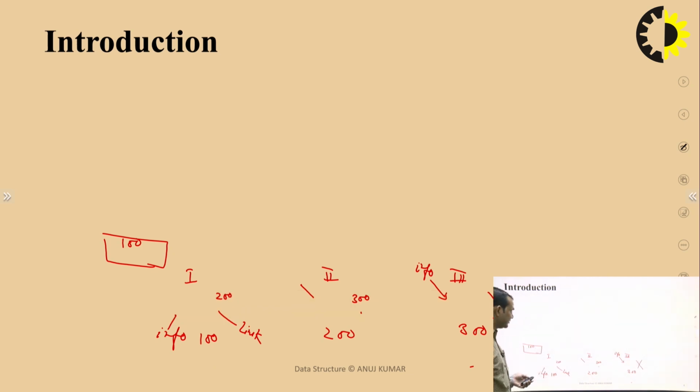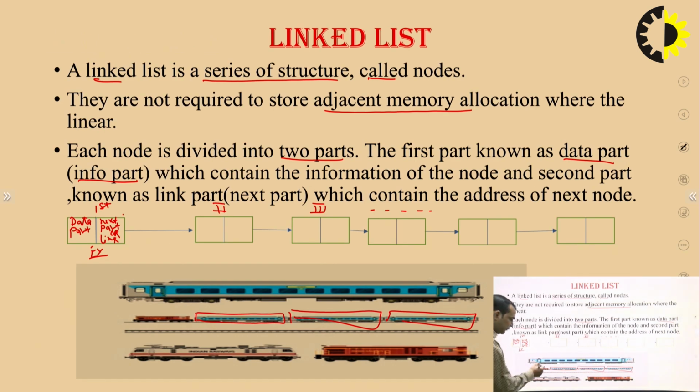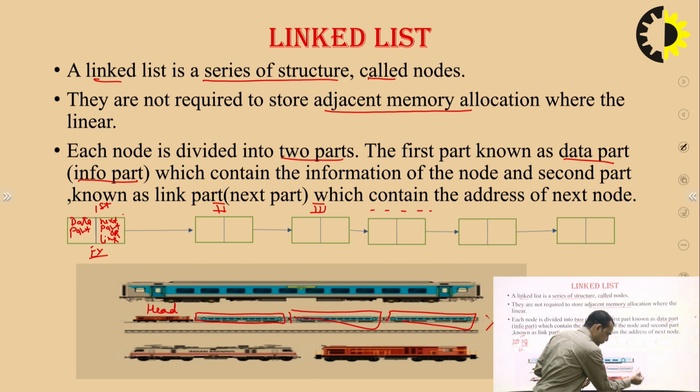Similarly, in this example, when we connect all the coaches to one another, it is a collection, and the first node is where the train engine starts. So the engine will behave like a header node, from where the train starts, and at the end of the list, where we find the last coach, is the end of the list.